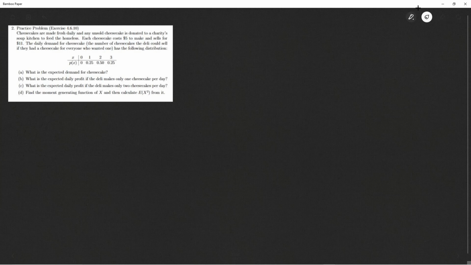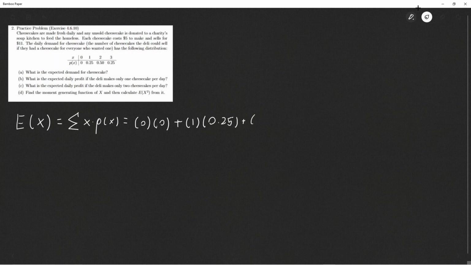So following that, to find our expected value for the demand for the cheesecake in our question, we have to use our formula, which is E of x is going to be the sum of x multiplied by p of x, which is going to be equal to 0, where our p of x is 0, plus 1 multiplied by our p of x, which is 0.25, plus 2 multiplied by 0.5, plus 3 multiplied by 0.25, which will give us the expected value of 2.